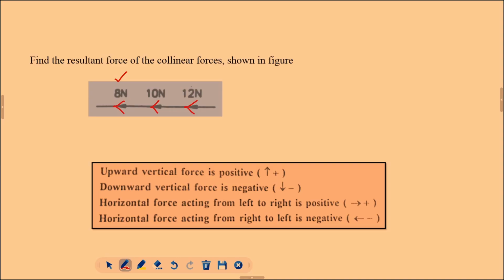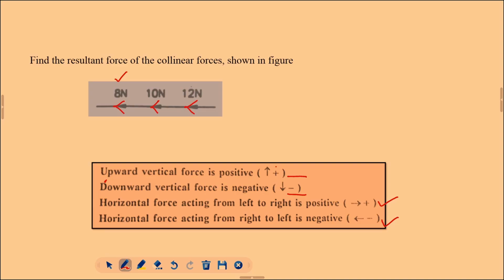First, you can consider upward force positive, downward force negative, horizontal force left to right positive, horizontal force right to left negative. According to this, suppose 8 Newton is acting from right to left, here you can consider either negative or positive. Any one convention you need to follow. If you are following this, that is fine, or else you can consider the opposite: if upward vertical force is negative, you should consider downward vertical force as positive.